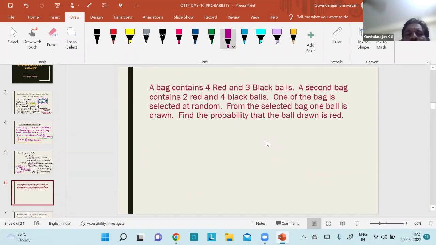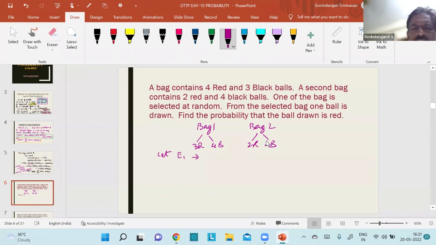So here, bag 1 contains 3 red and 4 black balls, and bag 2 contains 2 red and 4 black balls. So one of the bags is selected. Let E1 be the event of selecting bag 1, and E2 be the event of selecting bag 2. One of the bags is selected at random, so the probability of choosing bag 1 or bag 2 is 1 by 2. So probability of E1 is equal to probability of E2 is equal to 1 by 2.